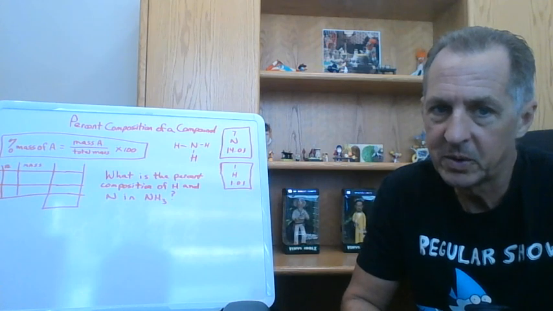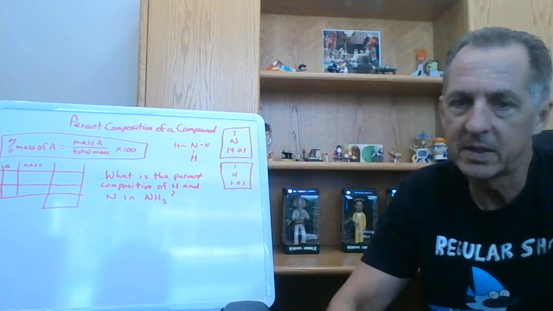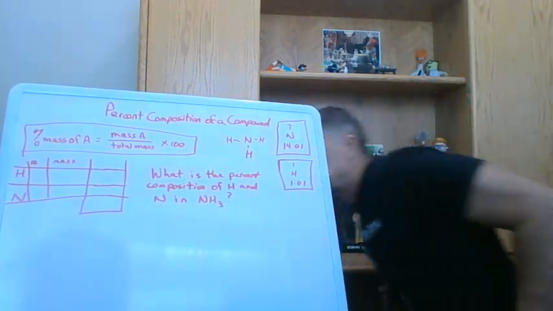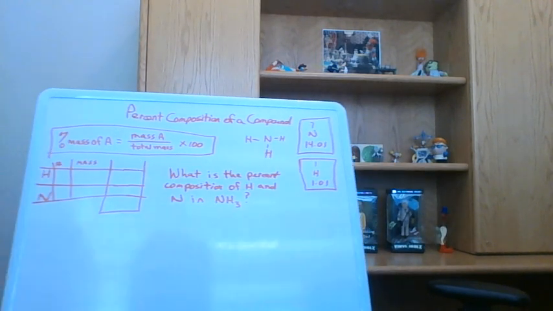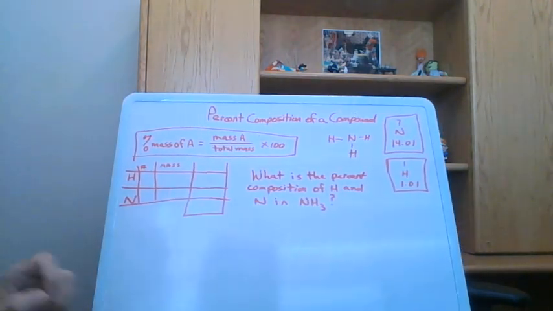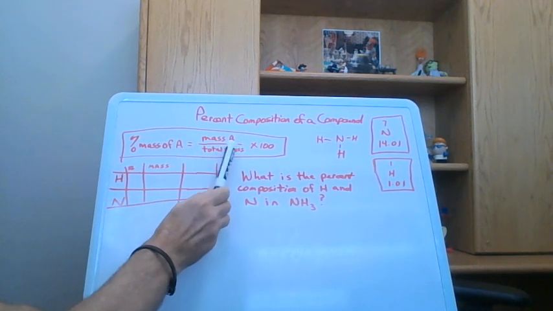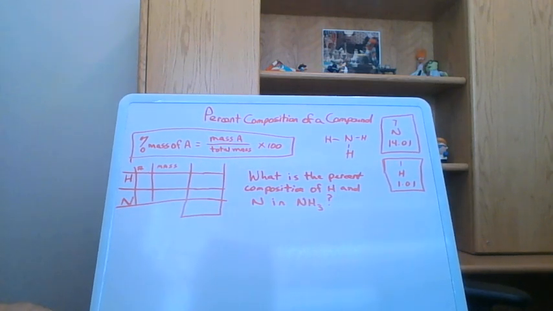All right, so it's a concept you're familiar with in everyday life, but let's apply it to this chemistry situation. We want to find the percent composition of each element in a compound. The percent mass of element A in compound A is how much element A contributes to the total mass times 100. And so let's look at a quick example.